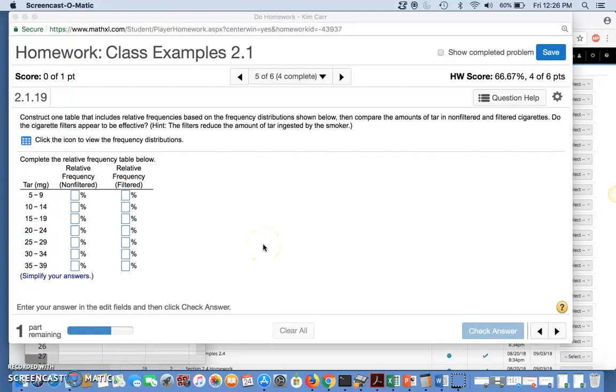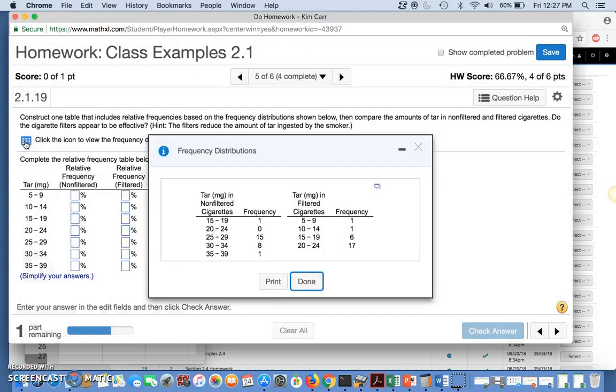Okay, this says construct one table that includes the relative frequencies based on the frequency distribution shown. Then compare the amounts of tar in the non-filtered cigarettes and the filtered cigarettes. Do the cigarette filters appear to be effective? Okay, well, first of all, you've got to find the data. You can't even do this without the data. If you click right here, that gives us the data that we need.